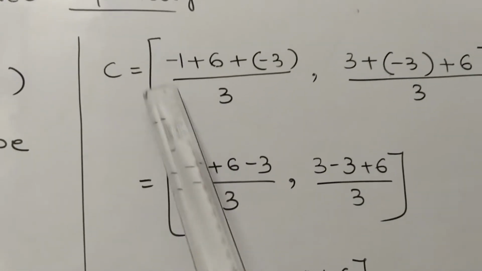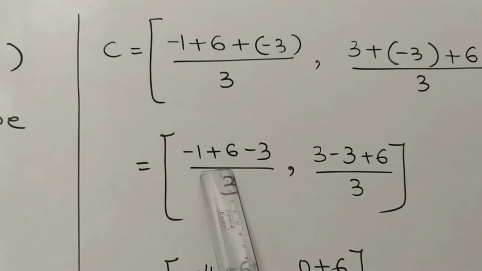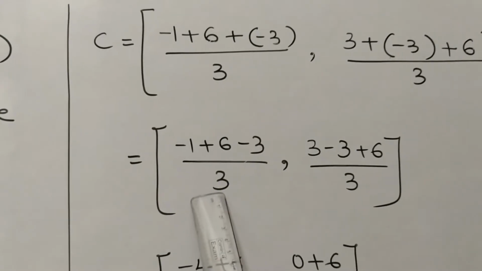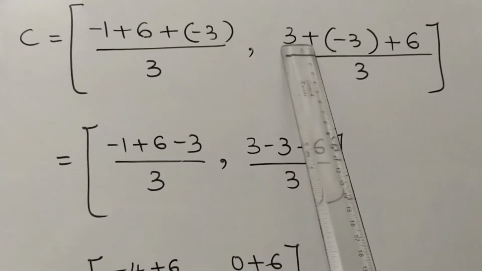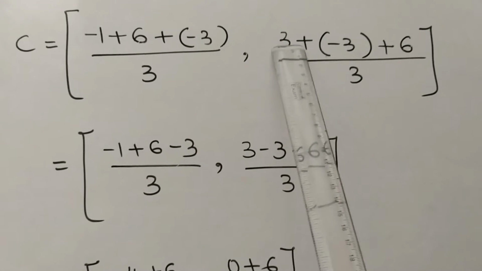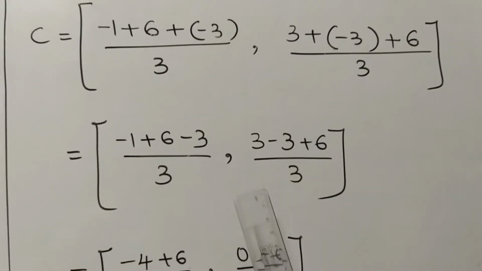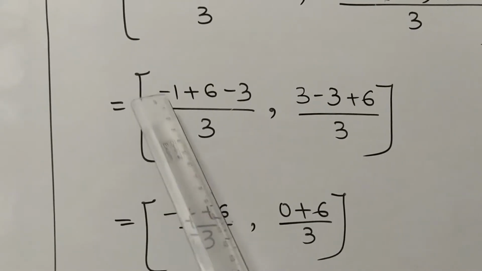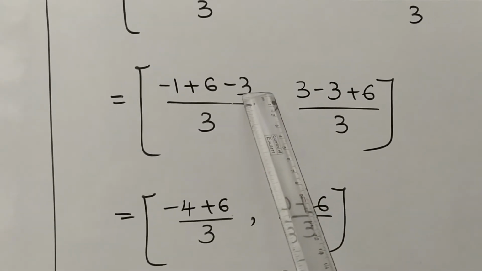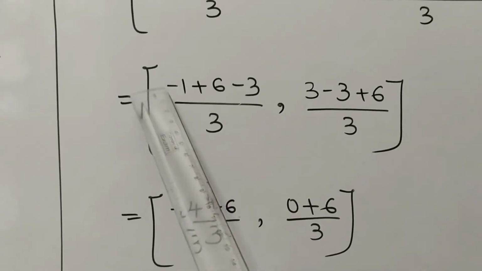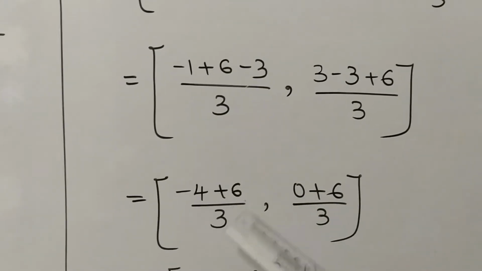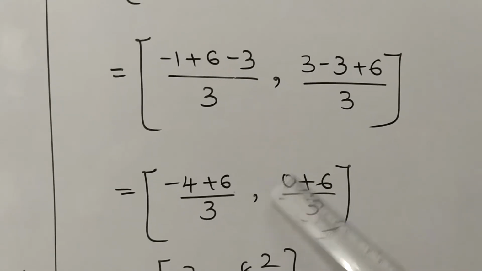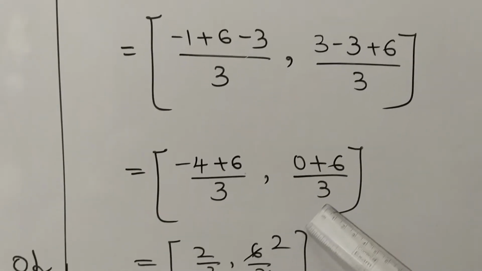Now -1 as it is, plus 6 as it is. Plus into minus is minus, so this is -3, the whole divided by 3, comma 3 plus into minus is again -3, so 3 minus 3 plus 6 divided by 3. Now -1 -3 is -4. If both are minus, what do we have to do? We have to add them. So it is -4 plus 6 divided by 3, comma 3 minus 3 will be 0 plus 6, as it is, divided by 3.